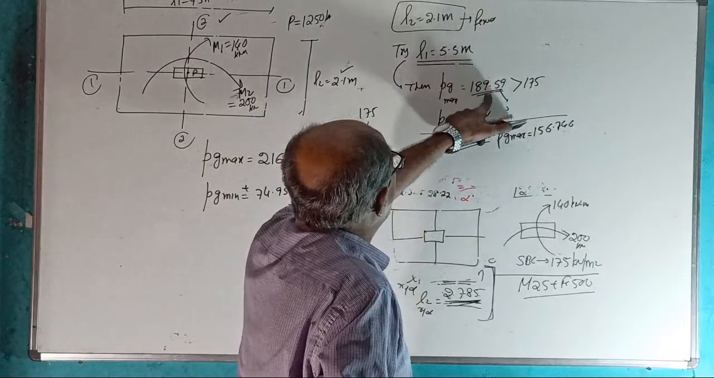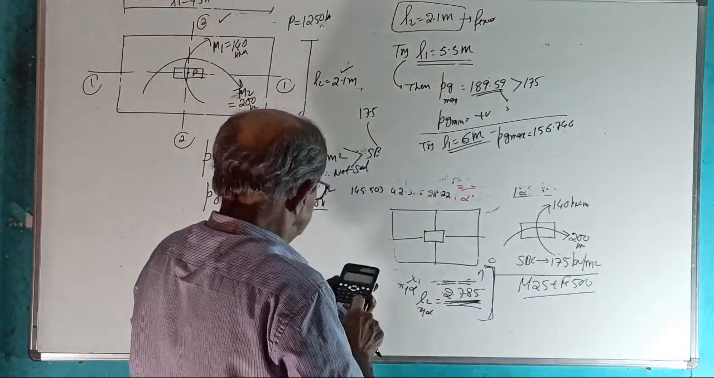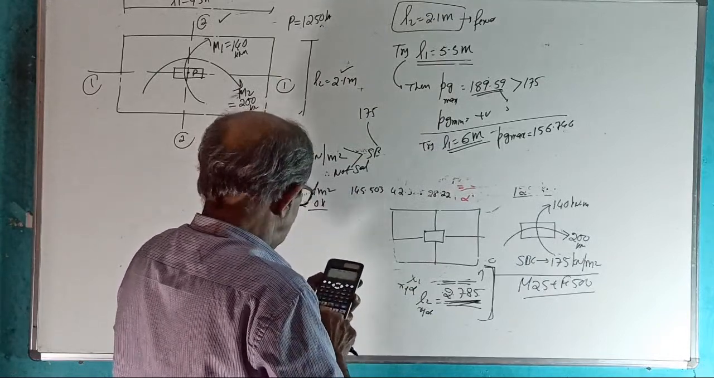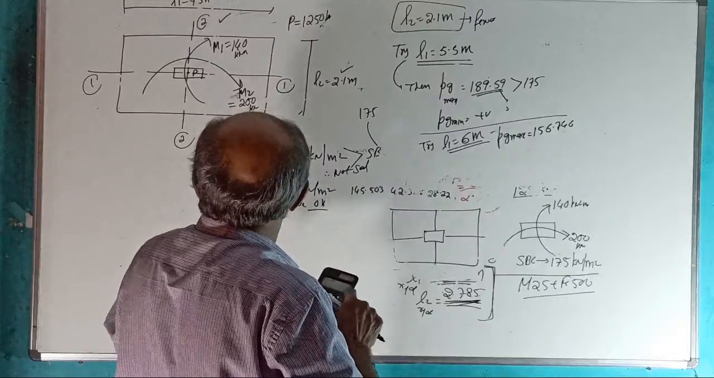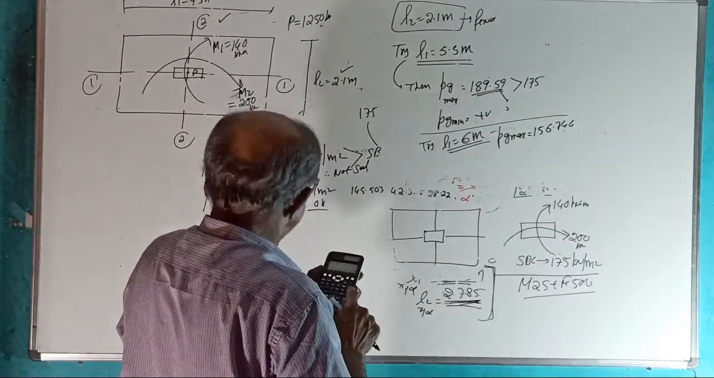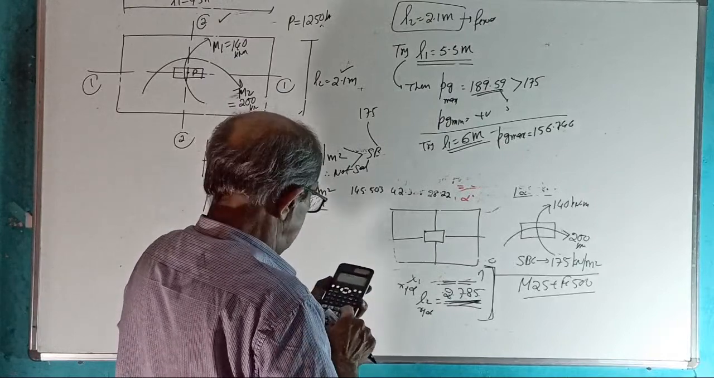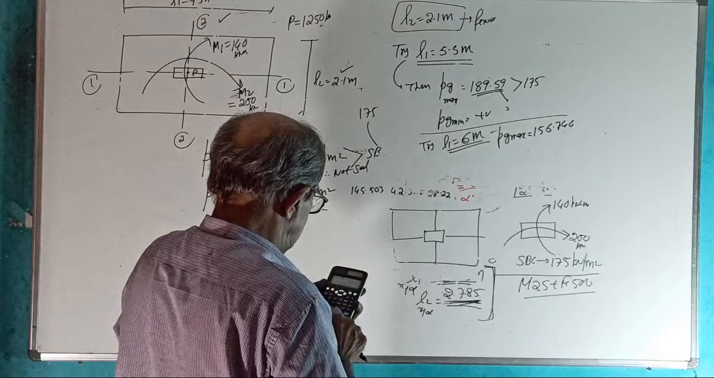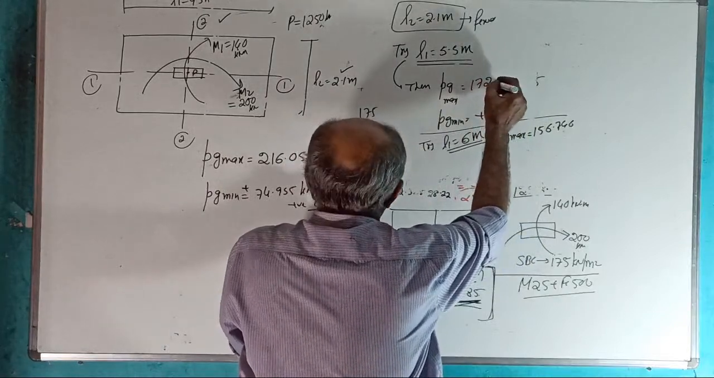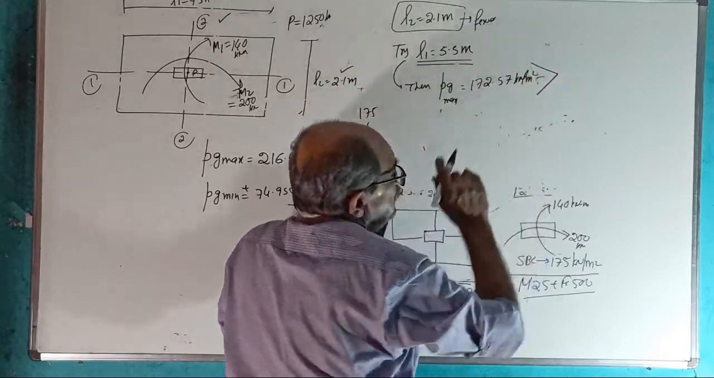Tell me, when L1 is 5.5, what is PG? When L1 is 5.5, I think this is wrong. I'll check once again now. How much is it? 5.5, 2.1 square. Oh, that is wrong. It is 172.57 kN per meter square. Okay, sorry. Therefore, tell me, more than SBC or less than SBC?